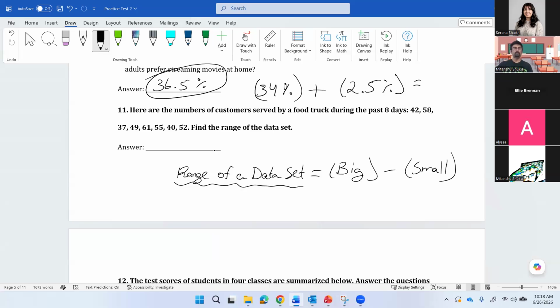So what's our biggest number here? I think 61. I'm pretty sure. And the smallest number is 37. 24. Yes? No? Maybe?